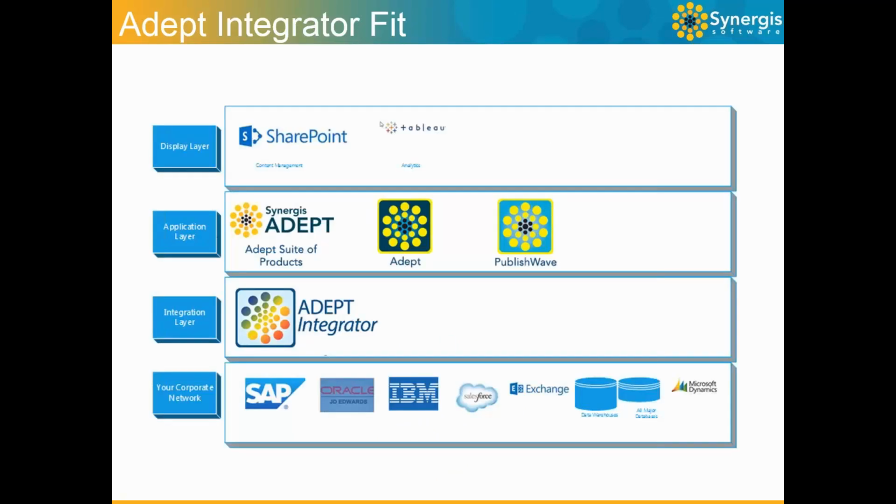So how does it fit into your IT landscape? This is a very simplistic diagram, and essentially what you would see is at the lowest level you've got your corporate network, your business applications. We would have our integration layer, which is our platform for Adept Integrator, and then you would have your Adept suite of products connecting up to it. So essentially you've got a target and a source, and the target could be either Adept or SAP or any one of the business systems at the lower end, as well as supporting your business intelligence and your executive information layer.